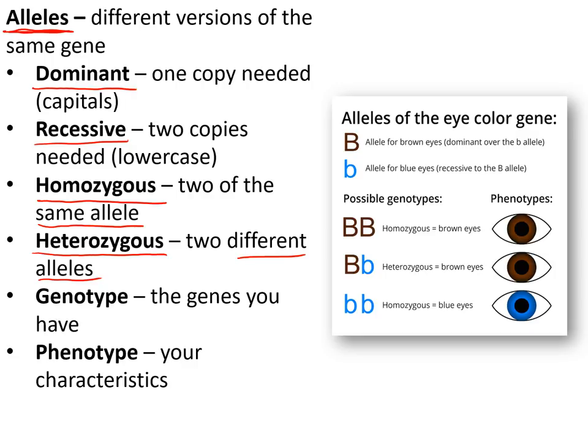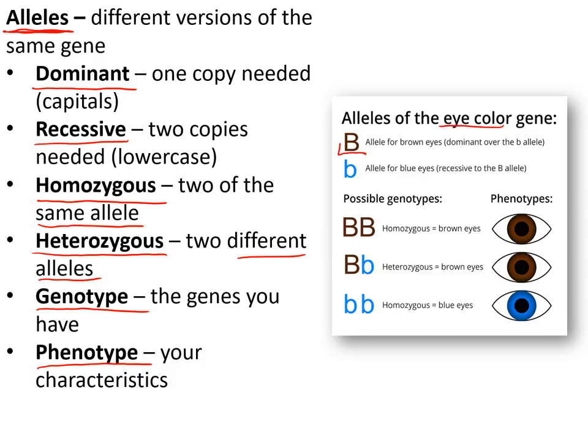And the final thing is that we talk about our genotype and our phenotype. Genotype is the genes that we have, and phenotype is the characteristics or the features that that leads to. So if you think about eye colour, the eye colour gene comes in two alleles.